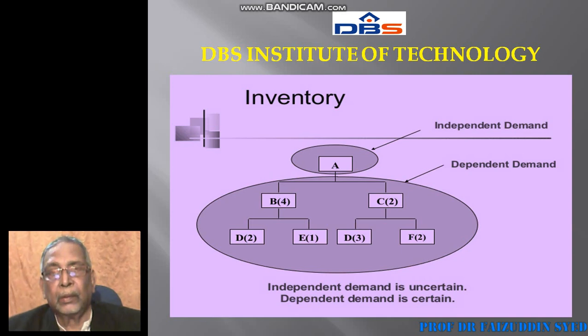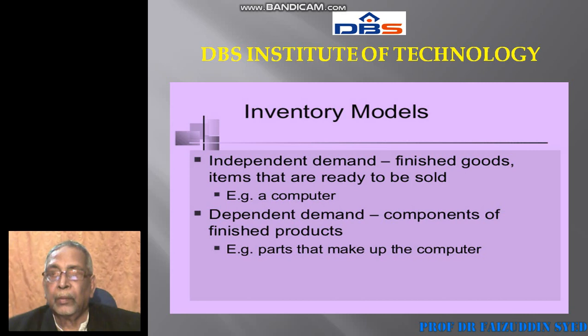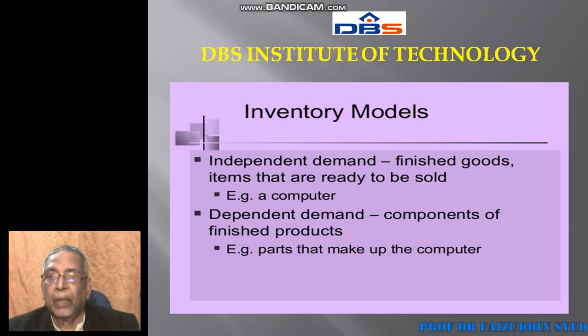Inventory is of two types. One is independent demand and the other is dependent demand inventory. Independent demand is uncertain, dependent demand is certain. Inventory models. As was said, there are two types of inventory models. One is the independent demand model, another is the dependent demand model.